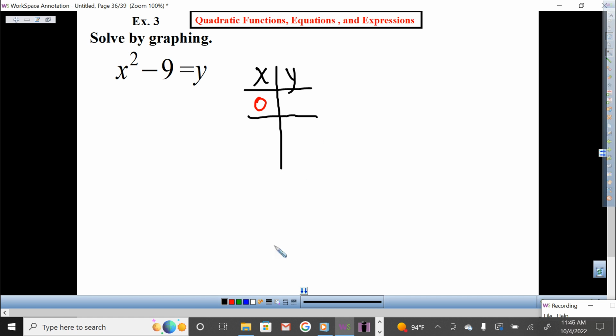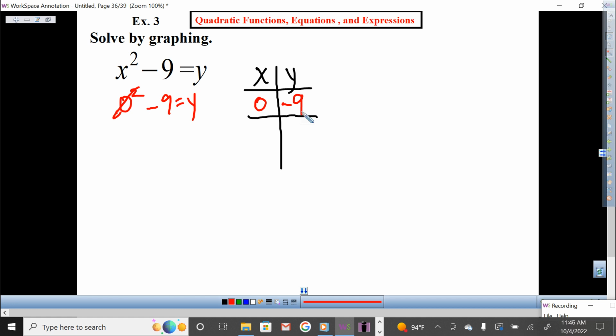So let's find that really quick. If I substitute in here, guys, look up. What is 0 squared? 0. We bring down the minus 9 equals y. So that means if this is 0, that leaves us with what? Negative 9. Are we there so far?